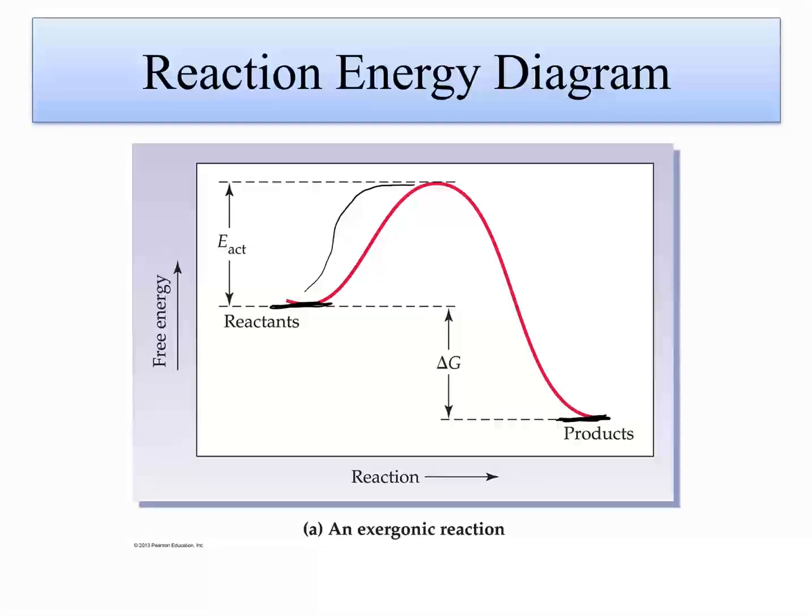This barrier is called the activation energy. The activation energy determines the reaction rate, so it determines how fast or how slow the reaction is. And this is the amount of energy necessary for the reactants to surmount the energy barrier. If this energy barrier is too high, the reaction will be slow, even though it may be a spontaneous reaction.